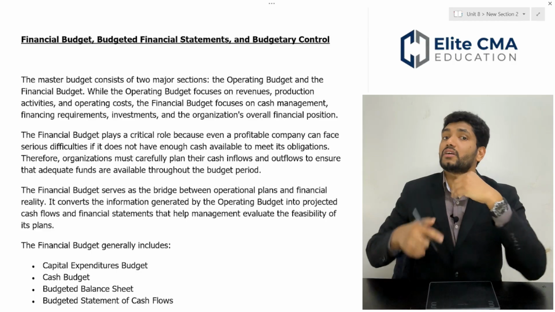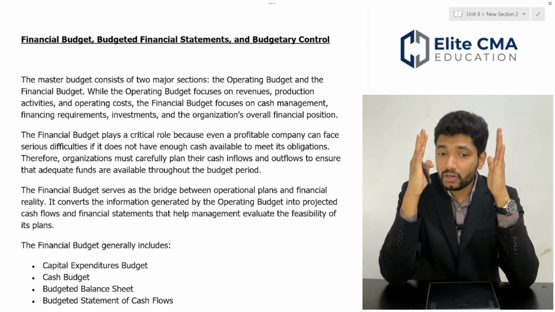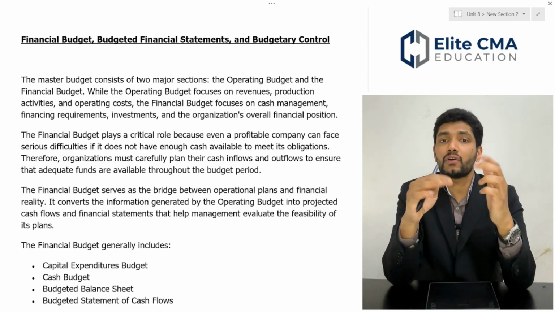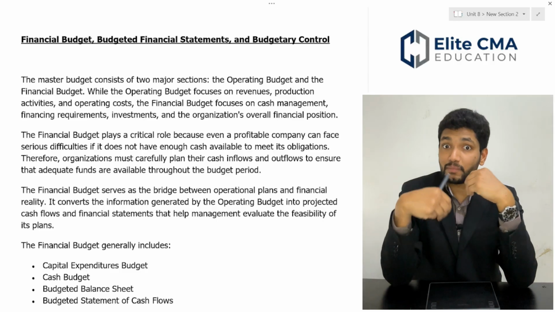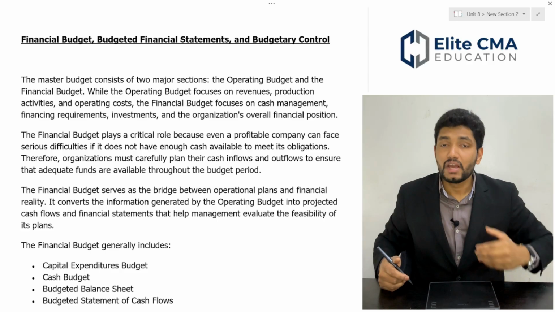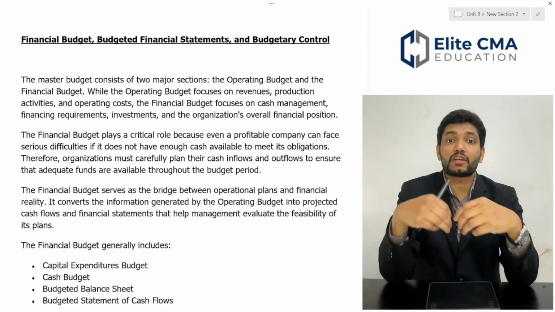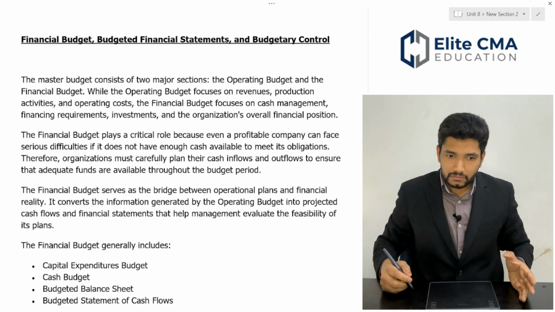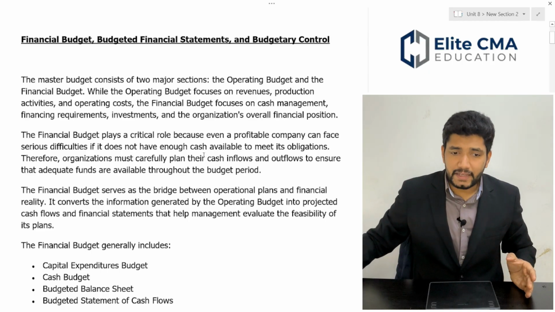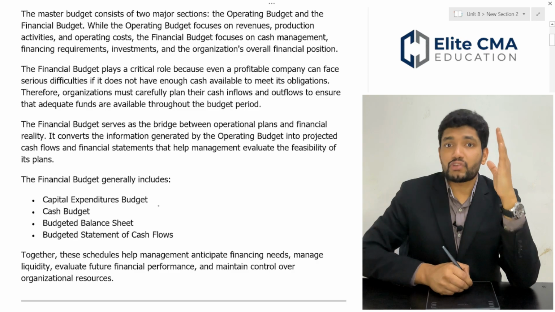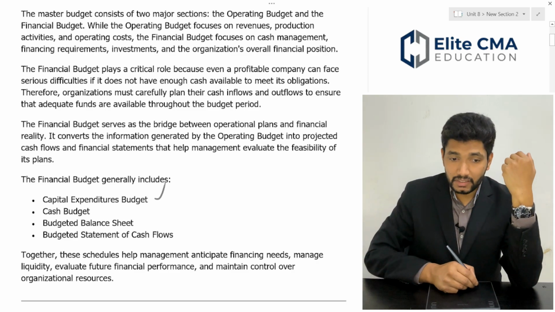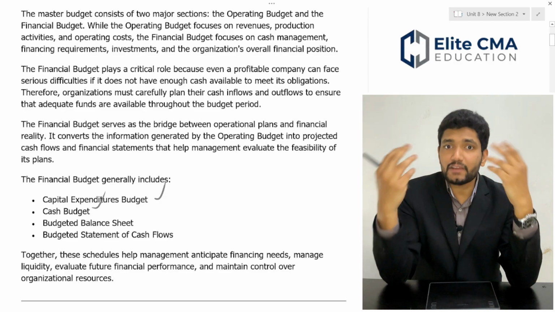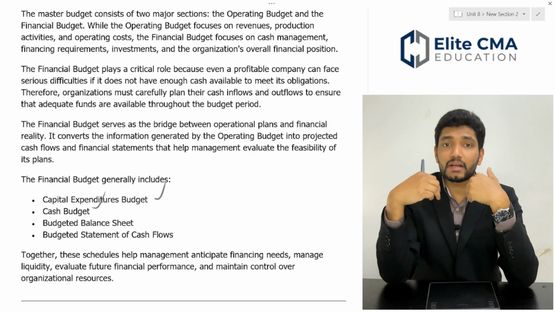We know the financial budget plays a very crucial role in the overall budgeting process, because with the financial budget only, we know the expected profitability of the company, expected rate of return, cash position, expected financial position and many other financial metrics. The key financial budgets include, first, the capital expenditure budget, then the cash budget, budgeted balance sheet and budgeted statement of cash flow, plus the budgeted income statement as well.